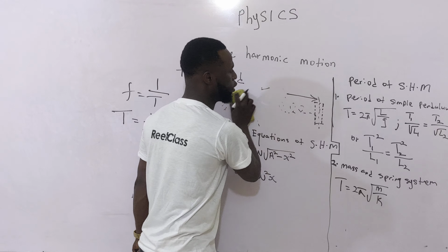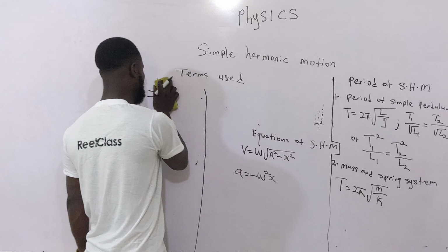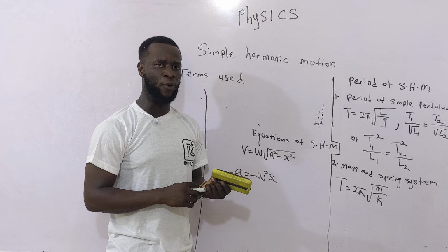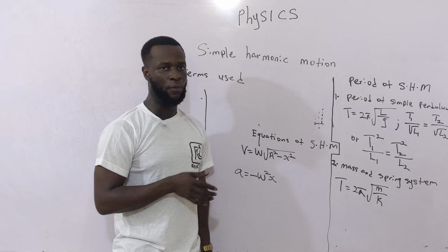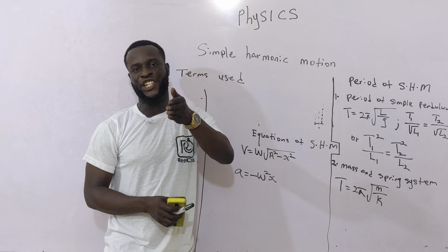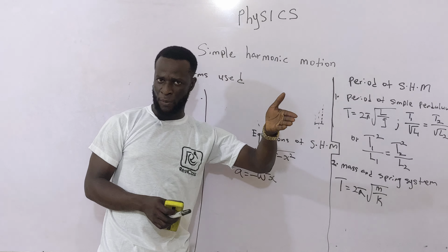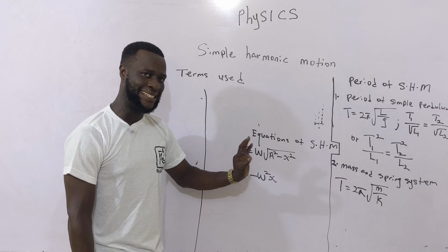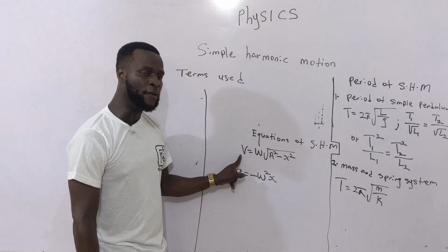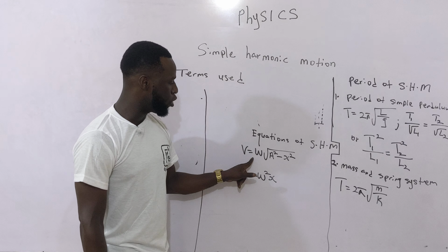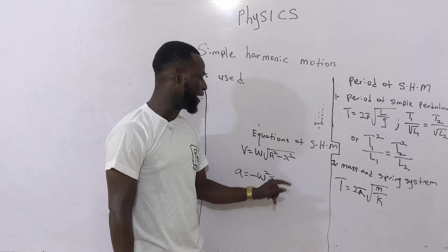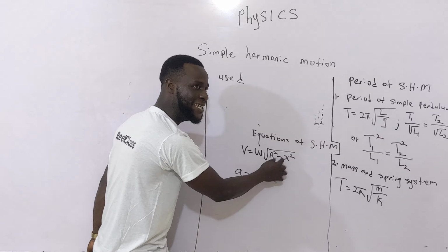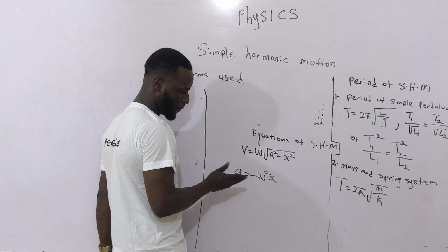There are some important equations we need to take note of when it comes to simple harmonic motion. For a body undergoing simple harmonic motion, it is accelerating back to the equilibrium position, which means that the velocity at each point along the path to the equilibrium position is not the same. Hence, the velocity at a certain distance from the equilibrium position is given by this equation: v = ω√(A² − x²), where A is amplitude and x is the distance from the equilibrium position.